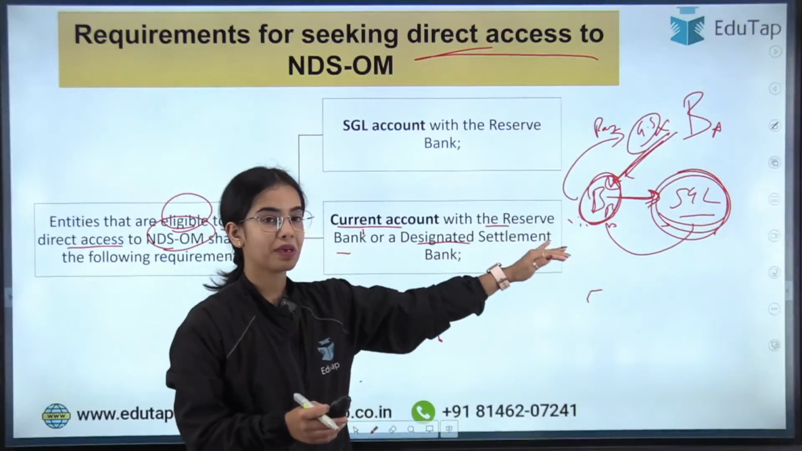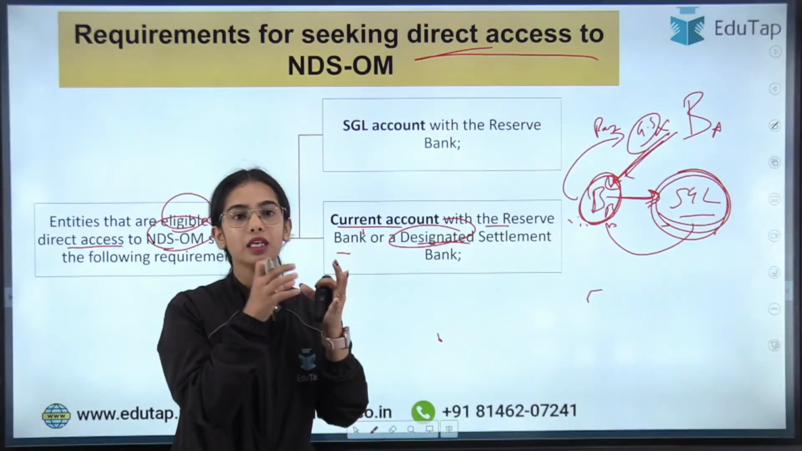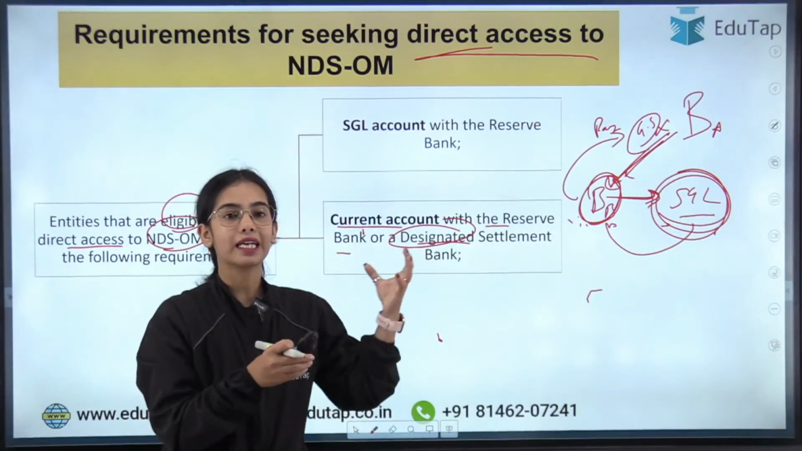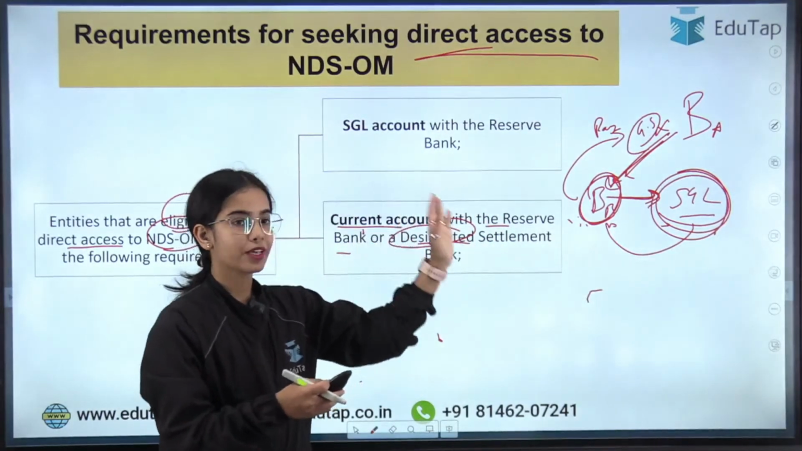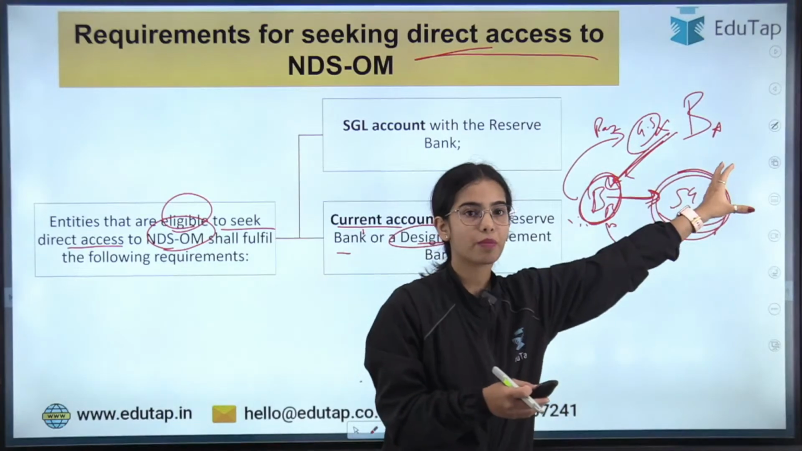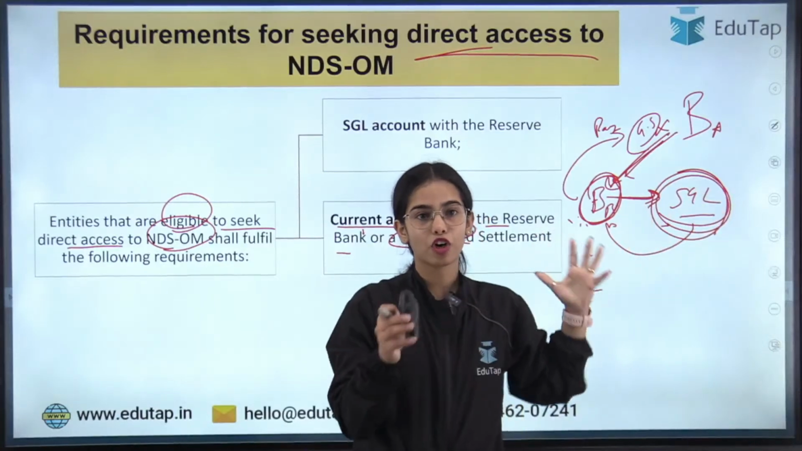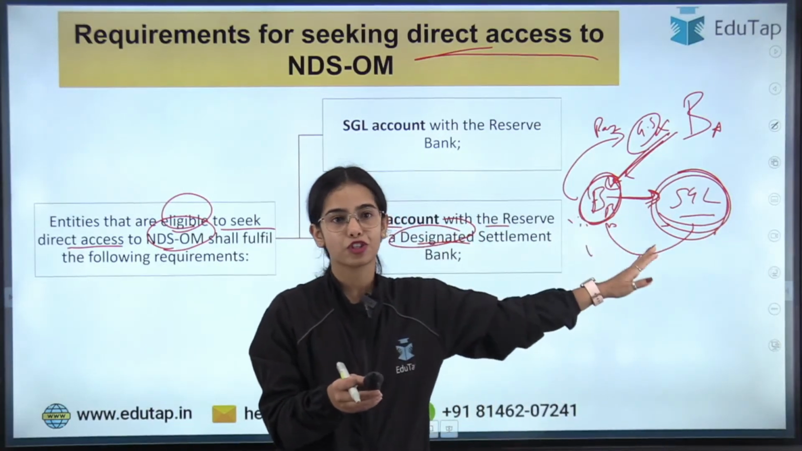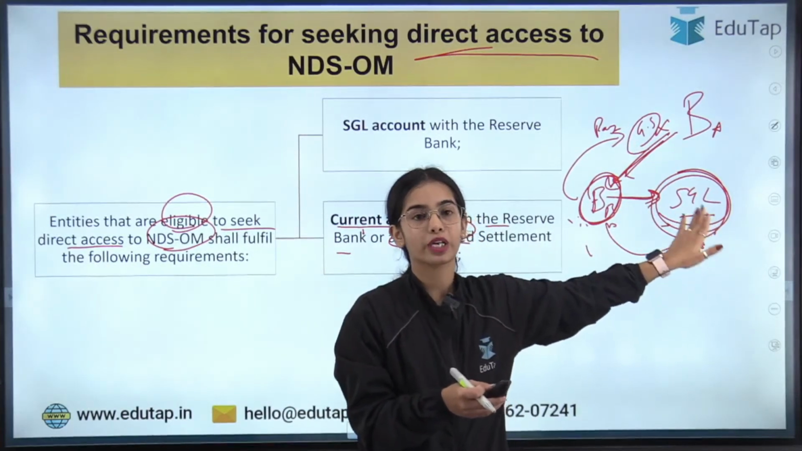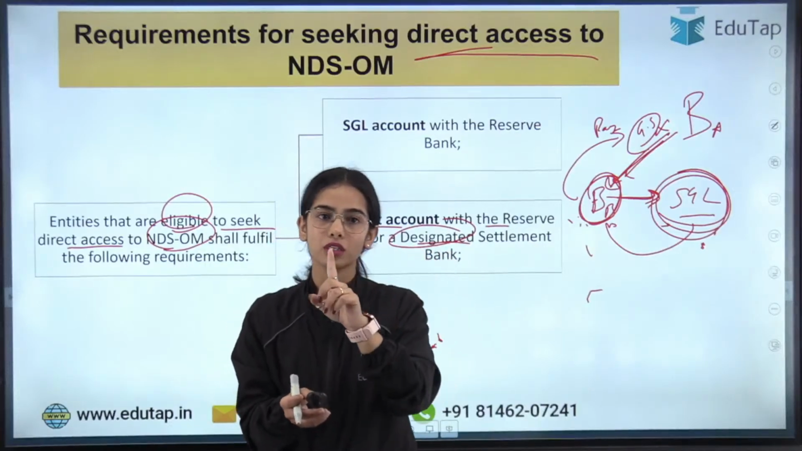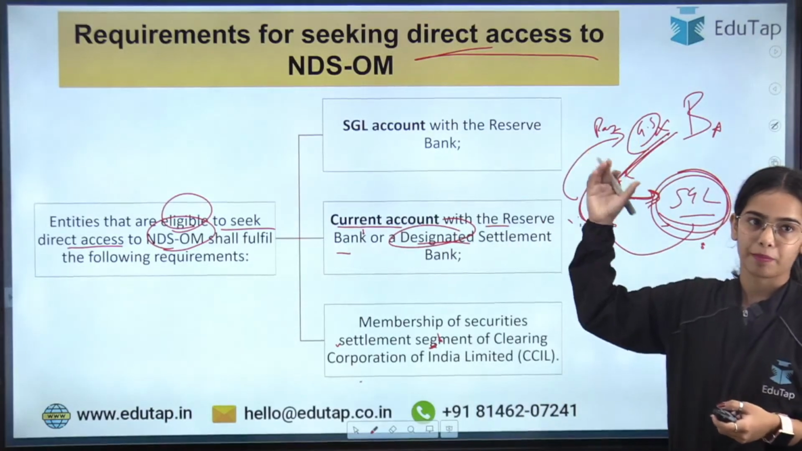So the current account has to be maintained with the RBI or with the designated settlement banks. There are certain banks in our country that are designated settlement banks that can settle and clear the payments, okay? So in the secondary market, where banks are trading with other banks, or with primary dealers, or with NBFCs in government securities, first an SGL account is required, because where will the government security go? In the SGL account. And a current account is required either with the RBI or with a designated settlement bank, so that the settlement of payment can happen, okay?